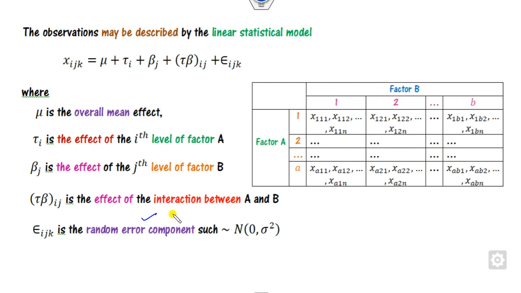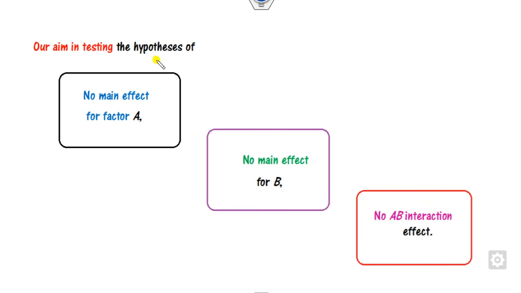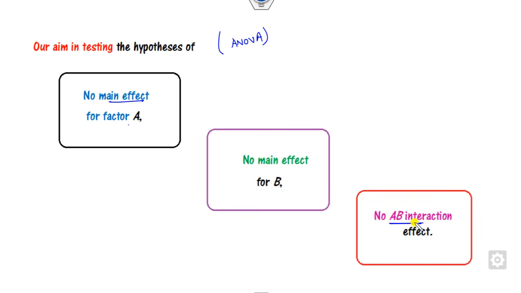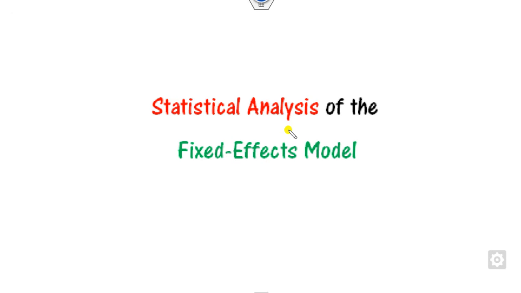Once you define all these factors, our target is to test the hypotheses. We will do ANOVA for the effects of A, that is, is there any difference between A1, 2 and a? Is there any difference between 1, 2 and b? And is there any difference in their interactions? So we will perform ANOVA three times.